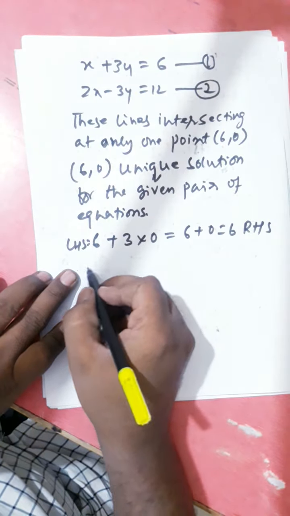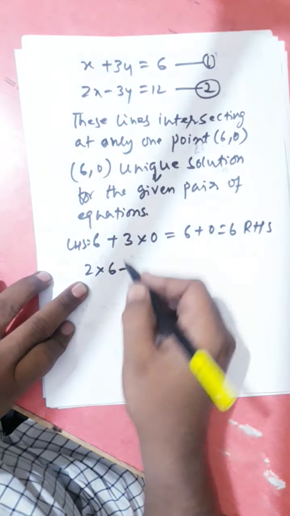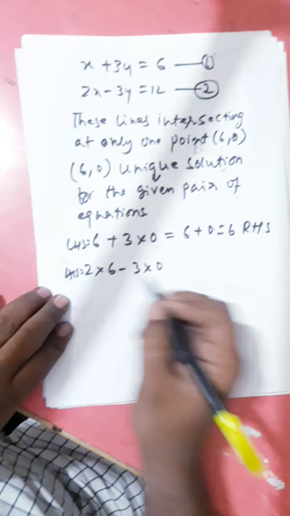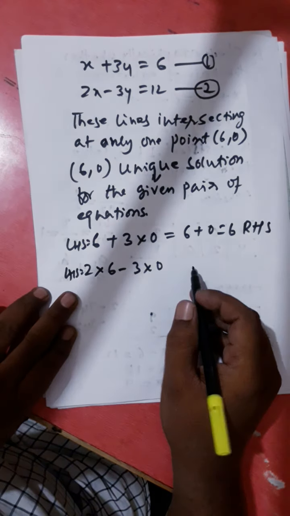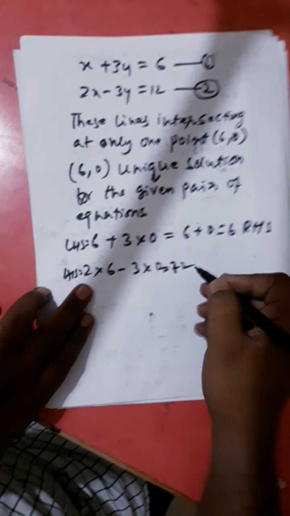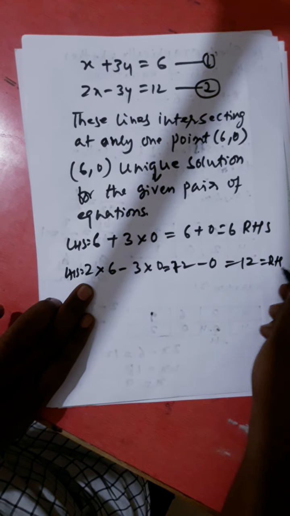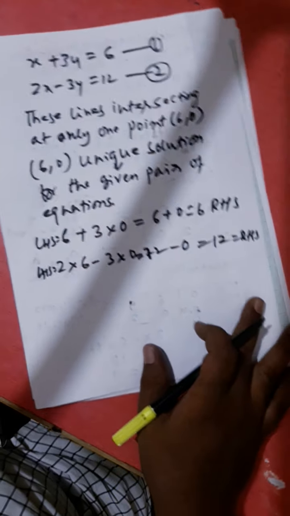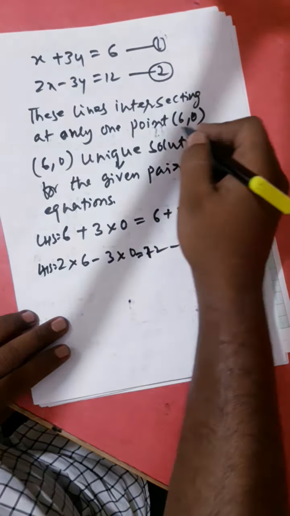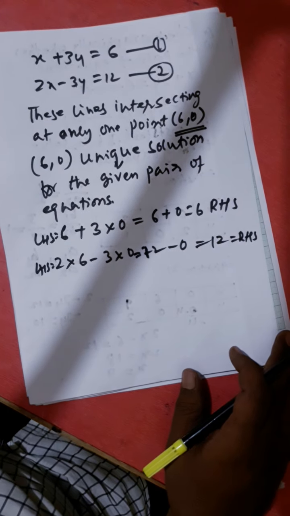Second equation, you see, 2 into 6, x is 6, minus 3 into 0. This is LHS. This is 2 into 6, how much is that? This will be 12 minus 0 is 12. 12 is nothing but RHS. That means this is going to satisfy both the equations. Therefore, this is the unique solution of both the equations.